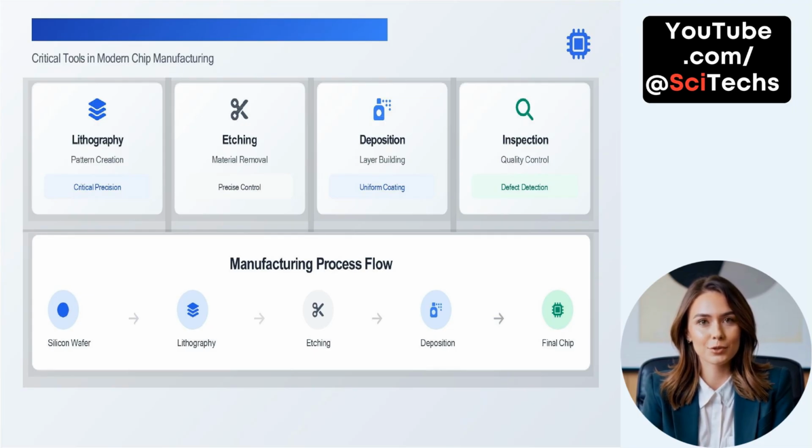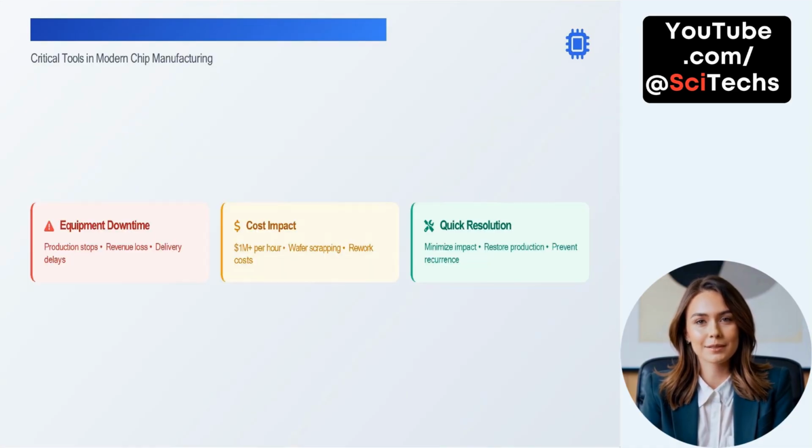Inspection is integrated throughout, acting as a quality control gate. Its primary role is defect detection, allowing engineers to catch problems early. Together, these tools form a tightly connected process flow, from silicon wafer to lithography, etching, deposition, and ultimately to the final chip.